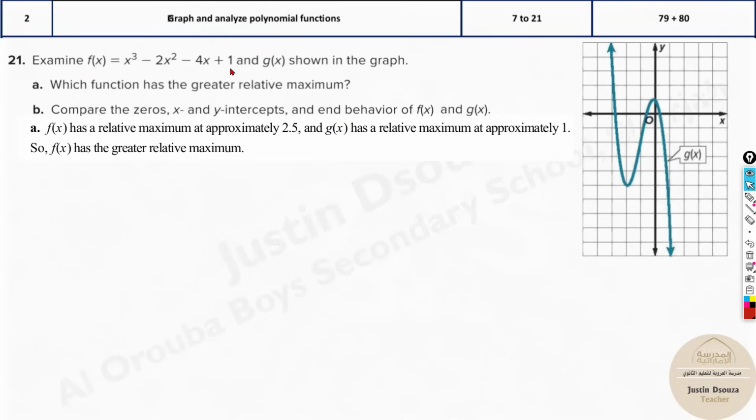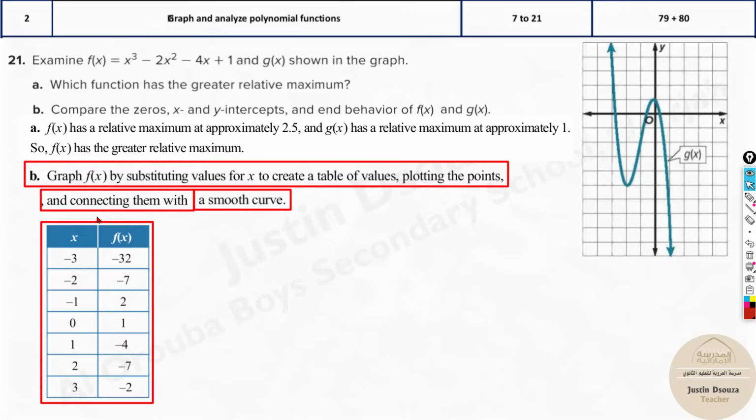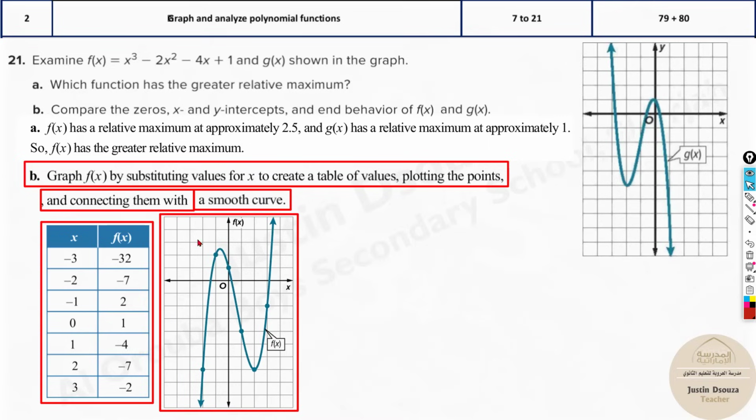They have told to examine this particular function, and another function g of x is given over here in the graph, which is having greater maximum. Now what you need to do is put this equation in the calculator, mode 7, and you will plot the points. Get some values and plot it out. This is the graph. Now relative maximum means this maximum point. Can you see? Here it's about 1. Here you can see 1, 2, 2.5, I guess. See, the first answer. f of x is having a relative maximum of 2.5, whereas g of x is only having 1. So which is having the relative maximum? This one, f of x function.